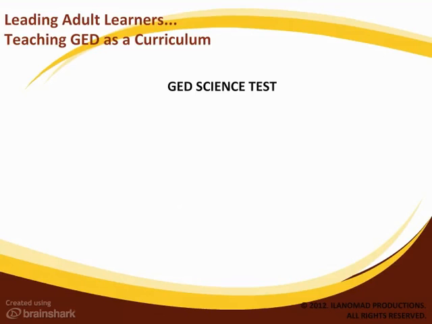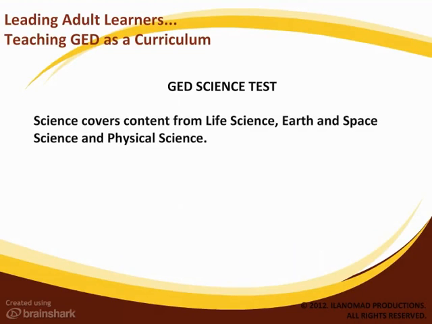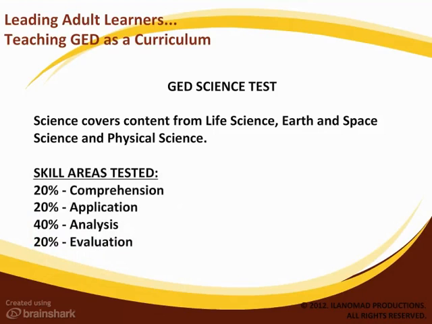Science, much like social studies, is not a test where you need to go back and study how cells divide, or what the process of photosynthesis is. But these are the subjects that are covered: life science, earth and space science, and physical science. You're not being tested on those subject matters per se. As I showed you in the previous slide, you are going to be tested on the four basic reading skill kinds of questions: comprehension, application, analysis, and evaluation.